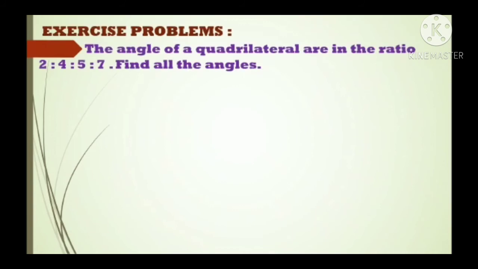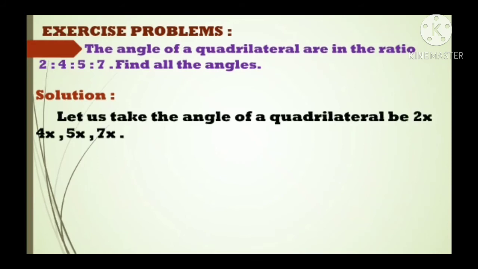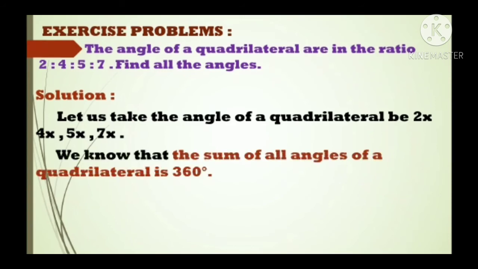Then the exercise problem is: the angles of a quadrilateral are given in the ratio 2:4:5:7. Find the value of all the angles. The angles are given in the ratio format. Okay guys, we have to find the value of the angles. So solution: let us take the angles of the quadrilateral as 2x, 4x, 5x, 7x.